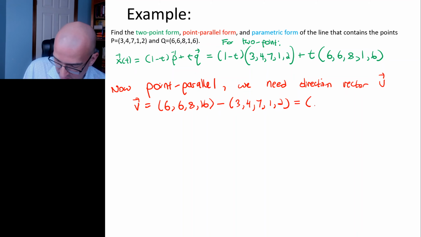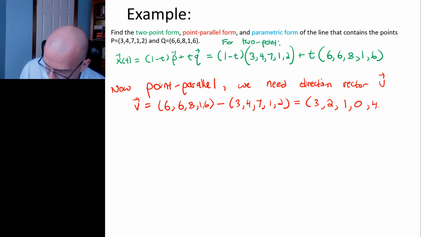So 6 minus 3, 3. 6 minus 4, 2, 8 minus 7, 1. Oh, that's not a 6. Hold on. 1, 6. 1 minus 1, 0. And 6 minus 2, 4. Okay, so that's our direction vector v.